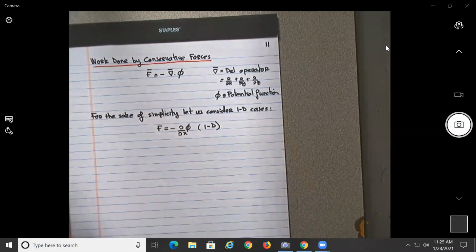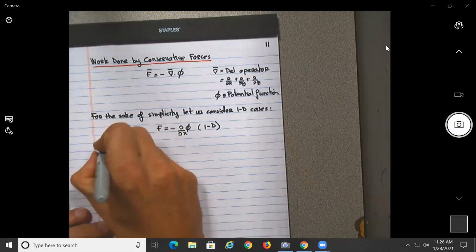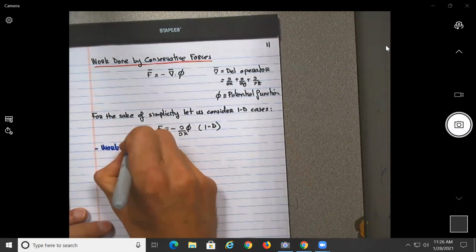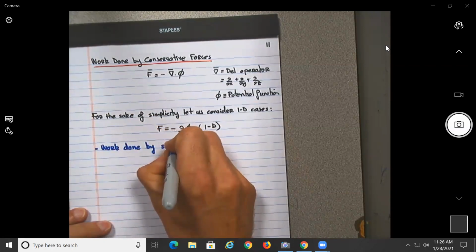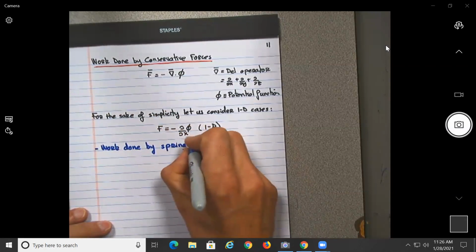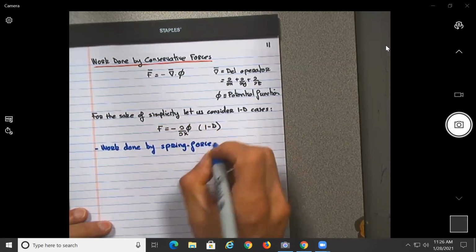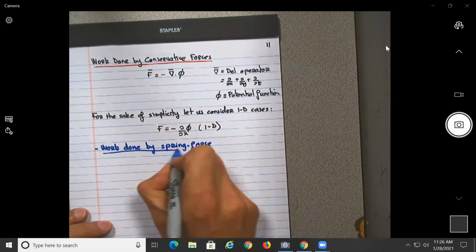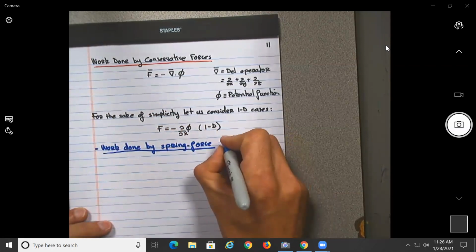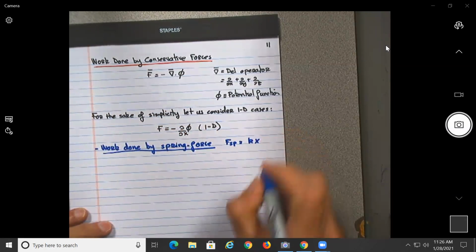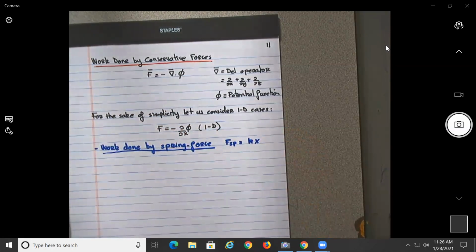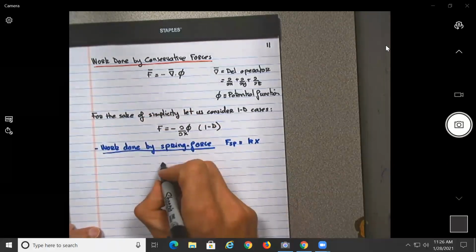I don't like the term potential personally, so I'm going to look at the work done by spring force. So what is the force of a spring? Let's see if I have a spring here.